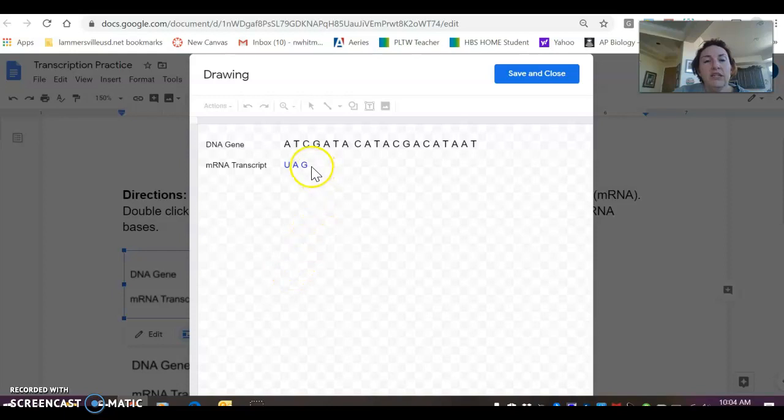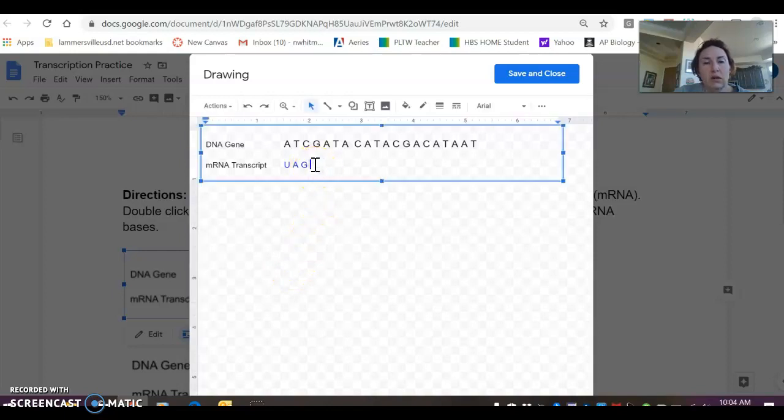And then all you need to do is to add in your matching mRNA letters. So I've already done the first three for you. So where A is, we put a U. Where T is, we put an A, and for C, we put a G. So if you were to look at the next one, think about what that letter is going to be, okay?